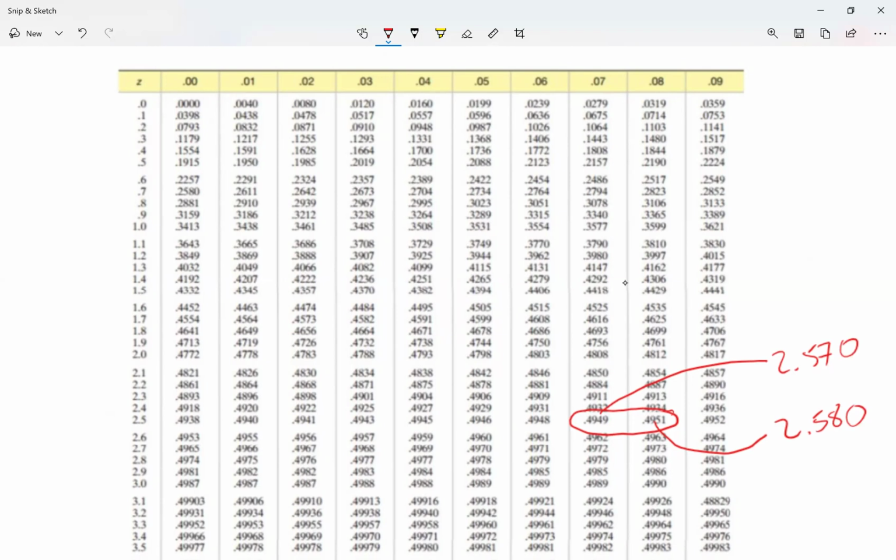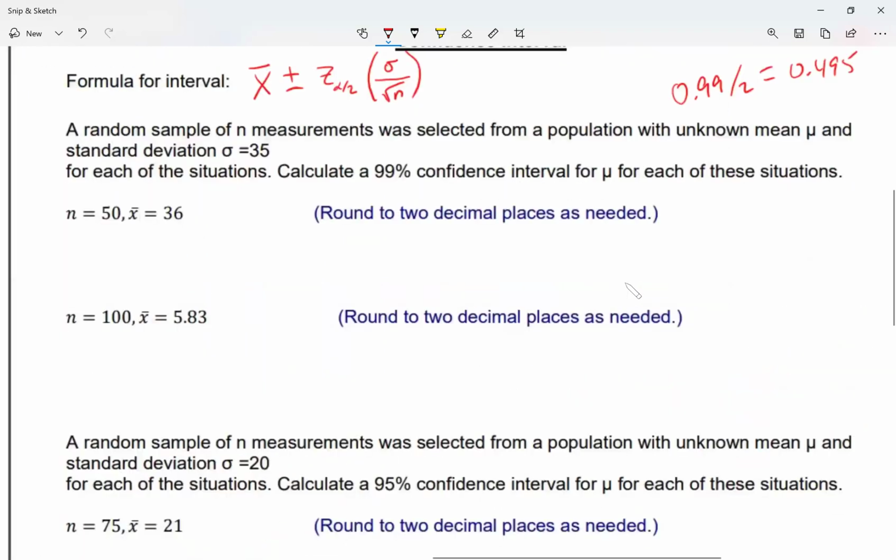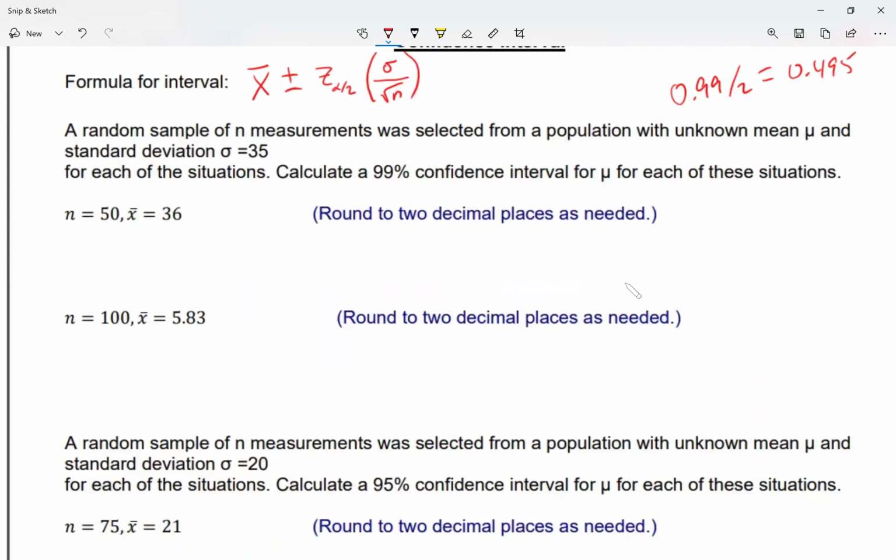Now, what is the number? What is the C-score right in between them? Because that's the one that I need. I need the C-score that's right in between them. So I'm going to say the C-score that I'm looking for is 2.575. I'm going to use it as 3 decimal places. Okay, now let's take a look. My answer is 2 decimal places, but for right now, my C-score is 3 decimal places.